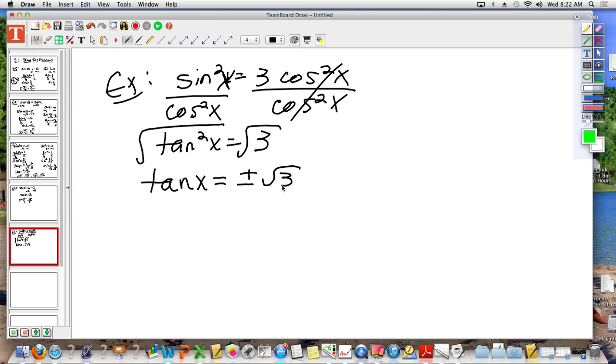Do I need to do any rationalizing here? No, only do that if it's in the denominator. How many answers do you get? You should get 4. What are they? Pi over 3, 2 pi over 3.